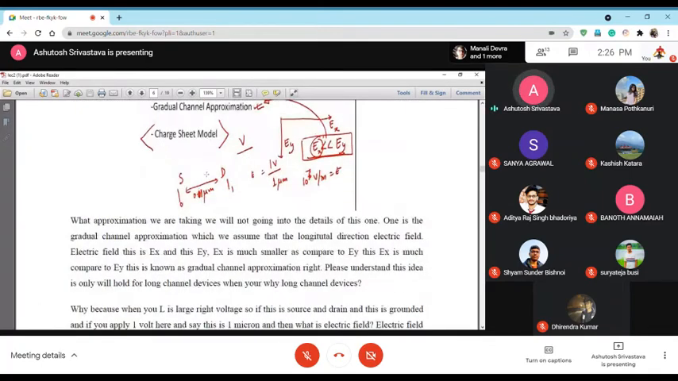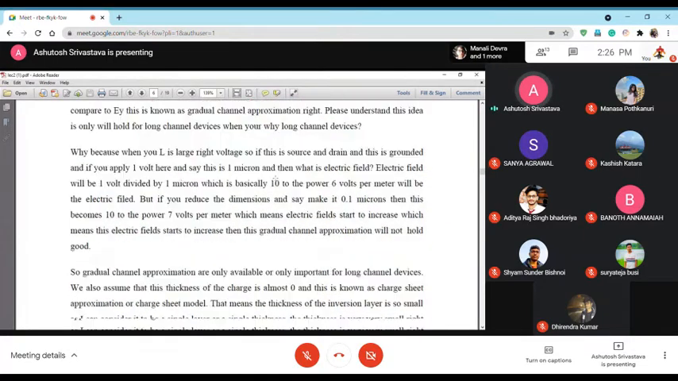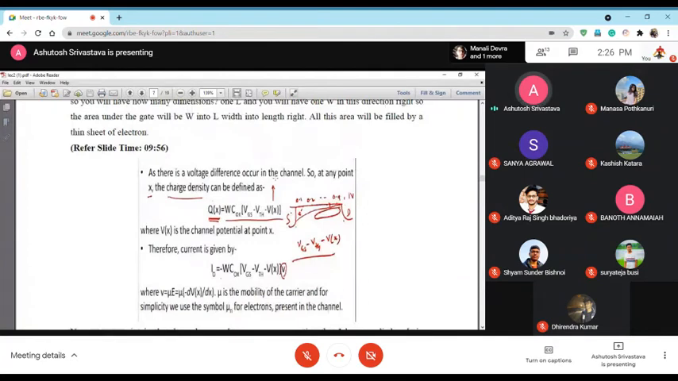So how do you calculate that? Electric field is 1 volt per 1 micrometer. So 1 micron and 1 volt, so it becomes 10 power 7, this thing.